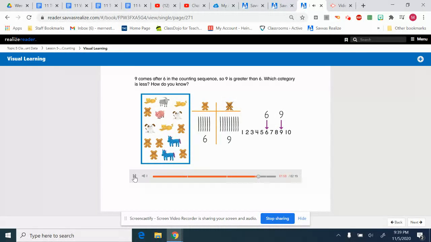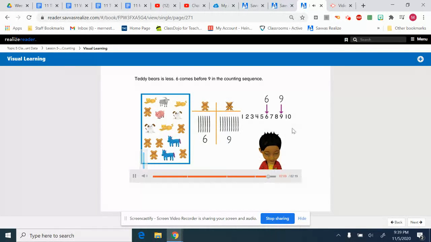9 comes after 6 in the counting sequence, so 9 is greater than 6. Which category is less? How do you know? We know that 6 is less because it comes first. Teddy bears is less. 6 comes before 9 in the counting sequence. Now you know how to sort categories by counting.